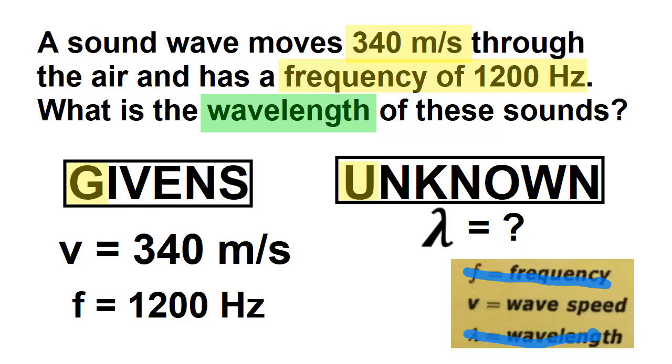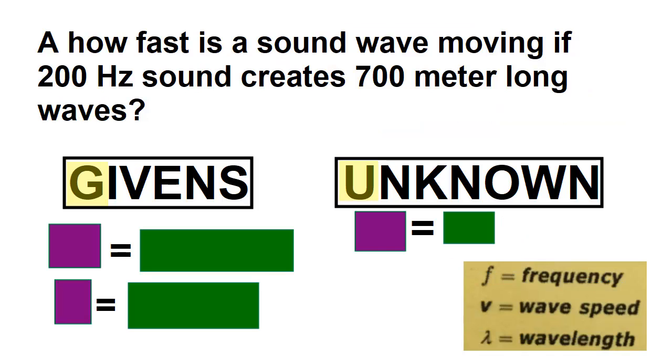Now we can go ahead and solve the problem. But we're not going to do that today. Instead, again, we're concentrating on the givens and the unknowns. So here's another problem. So let's see if you can do this one. How fast is a sound wave moving if 200 hertz sound creates 700 meter long waves? Okay, so you go through and mark these and then put them in the givens and then figure out which letters go where.